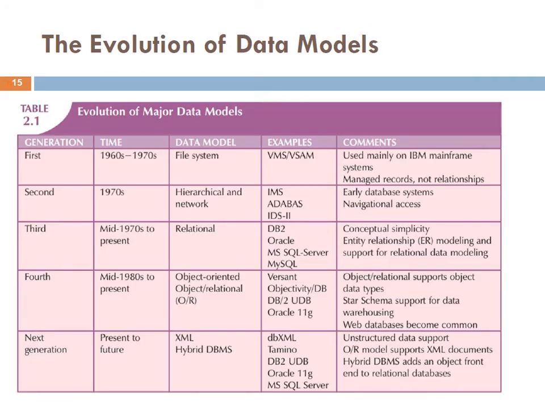Okay, this table shows the evolution of the major data models: file system, hierarchical and network, relational, object-oriented, XML, and hybrid DBMS. Basically, you can read these tables for your information.